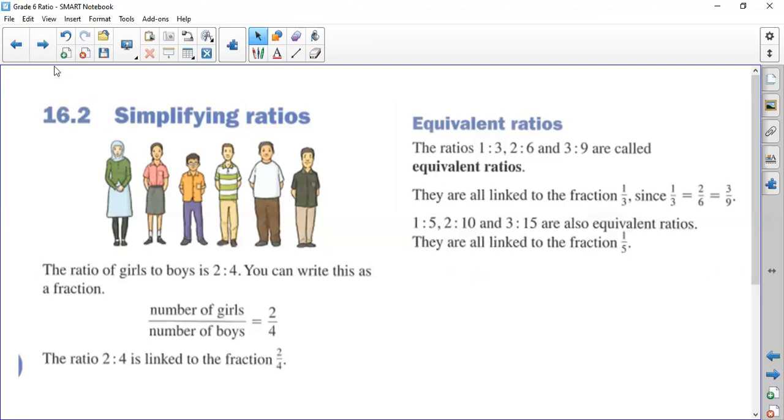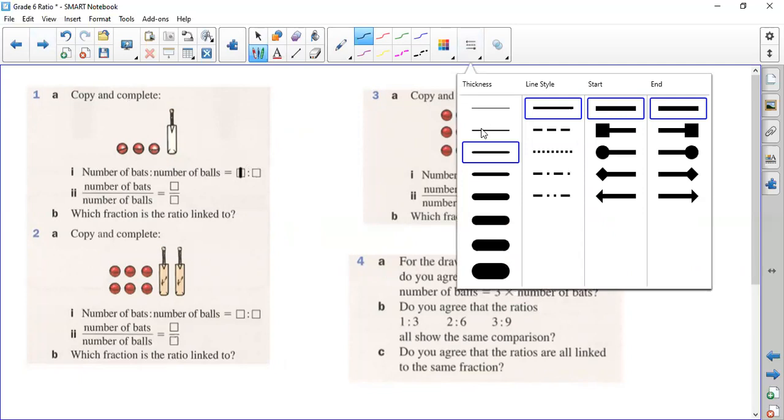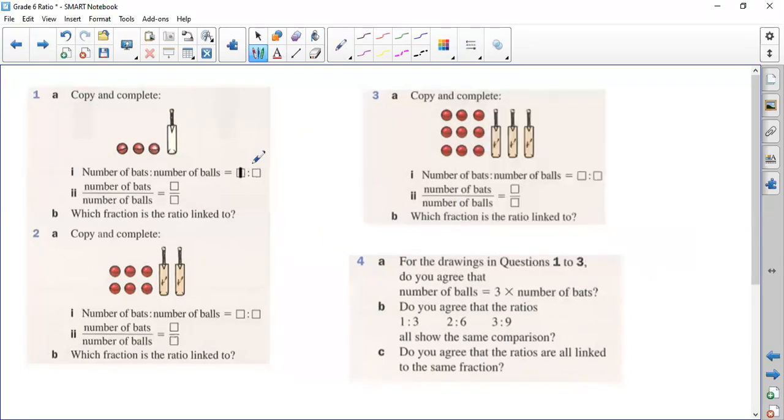Let's have a look at some examples from the exercises that are found in your book. Exercise 1, copy and complete the number of beds to the number of balls. So the number of beds is 1 and the number of balls is 3. So as a fraction, this one will be 1 over 3. And which fraction is the ratio linked to? As we said, it is linked to the fraction 1 over 3.